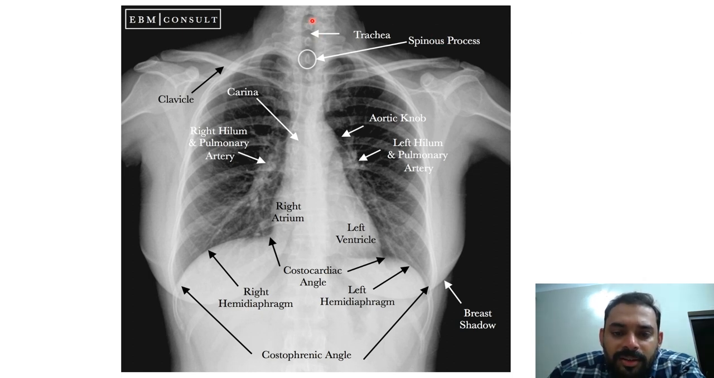So here you can see this is the trachea coming down till the carina and bifurcating to the right and the left bronchus. Here you can see the spinous processes. This is the clavicle. And this is the right lung field and this is the left lung field. You can see the ribs, the anterior ribs like this, and these are the posterior ribs. And then you can see the hilum here, the right atrium, the left ventricle, your right hemidiaphragm and your left hemidiaphragm, your costophrenic angles and your cardiophrenic angles. So these are the basic structures that you have to look at while we interpret chest x-rays.